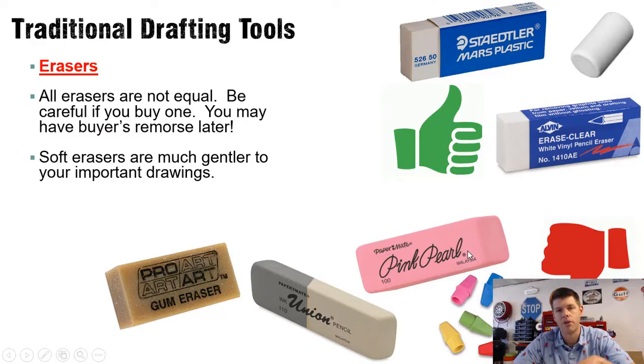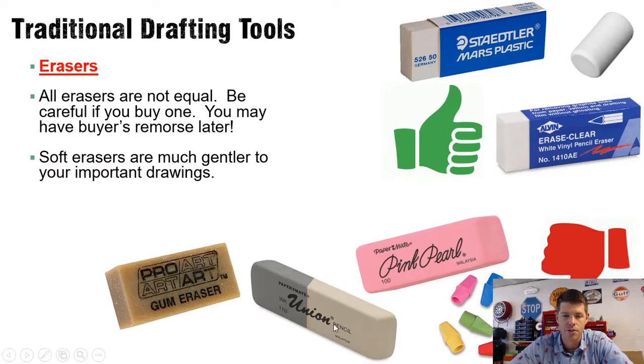I had one of these every year in grade school growing up. My mom would buy me the new Pink Pearl eraser at the beginning of the school year, and you'd get that thing and start scrubbing your paper with it, and it would tear a hole in the middle of your paper. These art gum erasers work really well, except they make tons of eraser shavings and they're really messy.